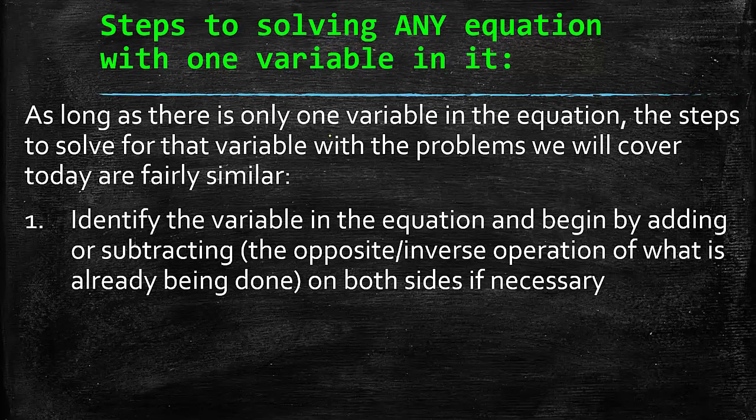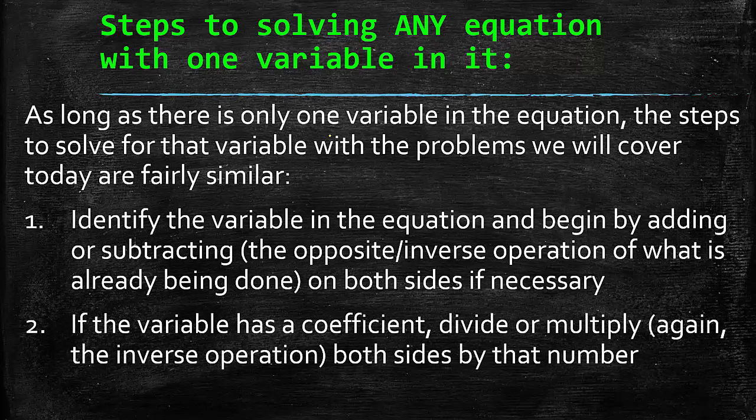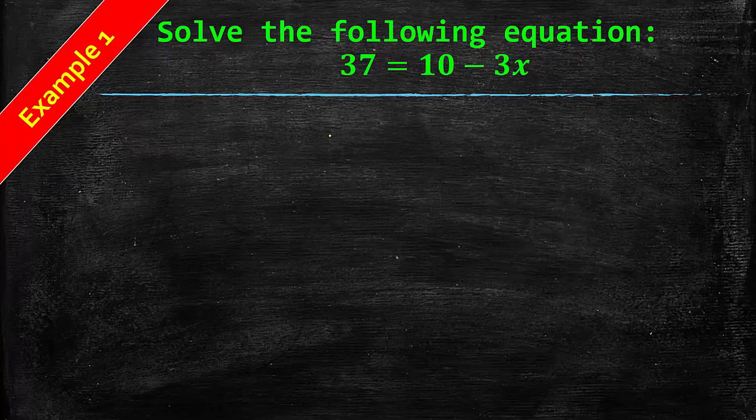So if we have to do that, we do it to both sides. You may, in the past when you've done this, have referred to this as moving it from one side of the equation to the other, but really what you're doing is following the golden rule of algebra, and that's anything you do to one side, you must do to the other. And now if the variable has a coefficient, you will divide or multiply again, do the inverse operation, both sides by that number.